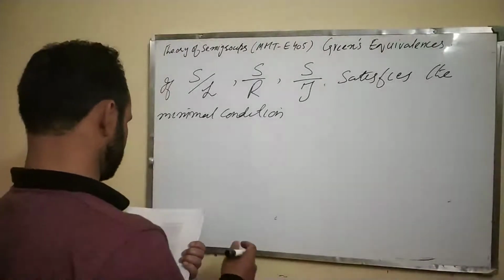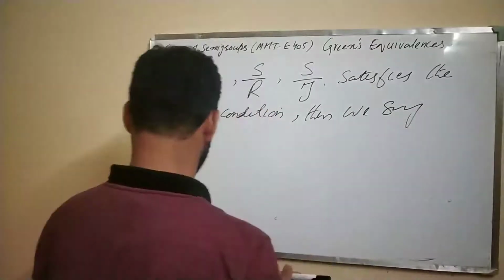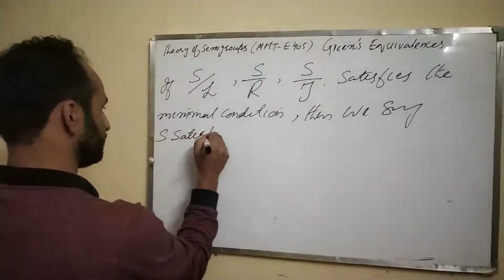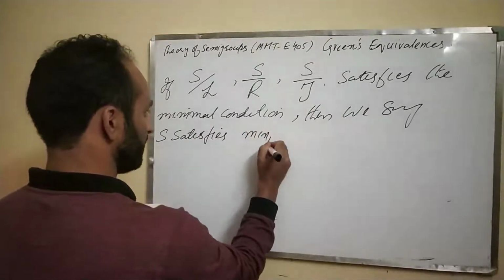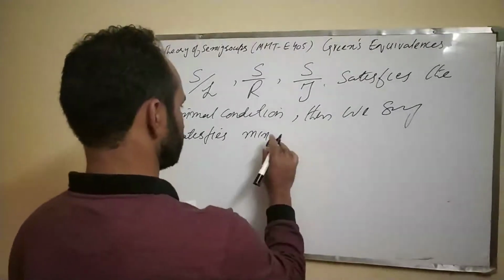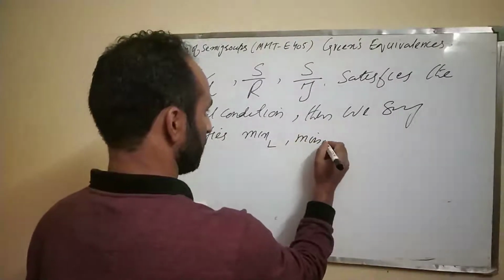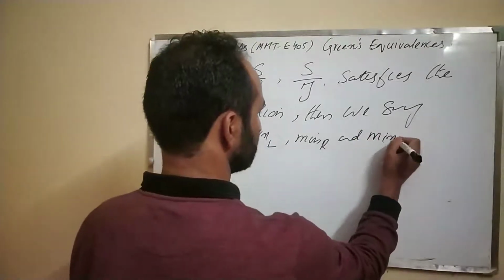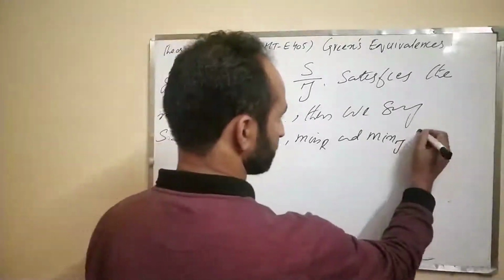Then we say S satisfies minimal L, capital L, minimum R, and minimum J, respectively.